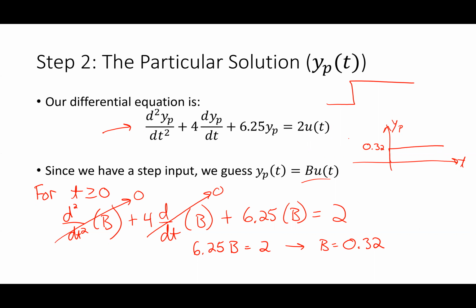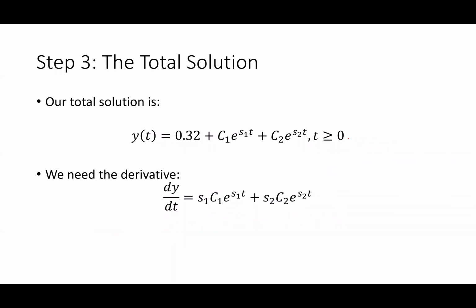What's the last step? I got to add them all together, right? And that's where this is going to get messy, because my transient response was messy. So here it is, I got my total solution. My total solution is y of t equal to 0.32 plus c1 e to the s1t plus c2 e to the s2t. I didn't even pay any attention to the fact that it was complex. I just threw it in there.